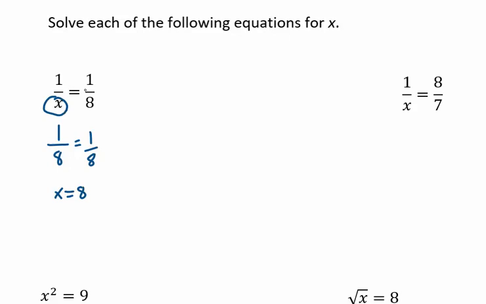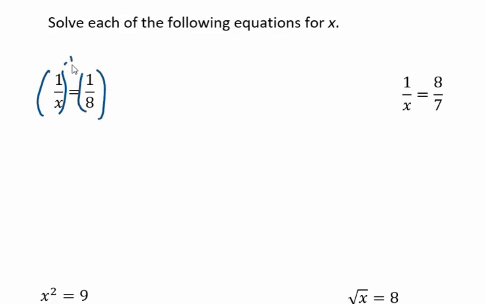Replacing x with 8 makes this a true statement. Therefore, x equals 8 is the solution. Another way to think of this problem would be that you could take both sides of the equation and raise to the -1 power, which essentially flips both fractions, in which case you'd have x over 1 is equal to 8 over 1, which gives you the answer x equals 8 once again.